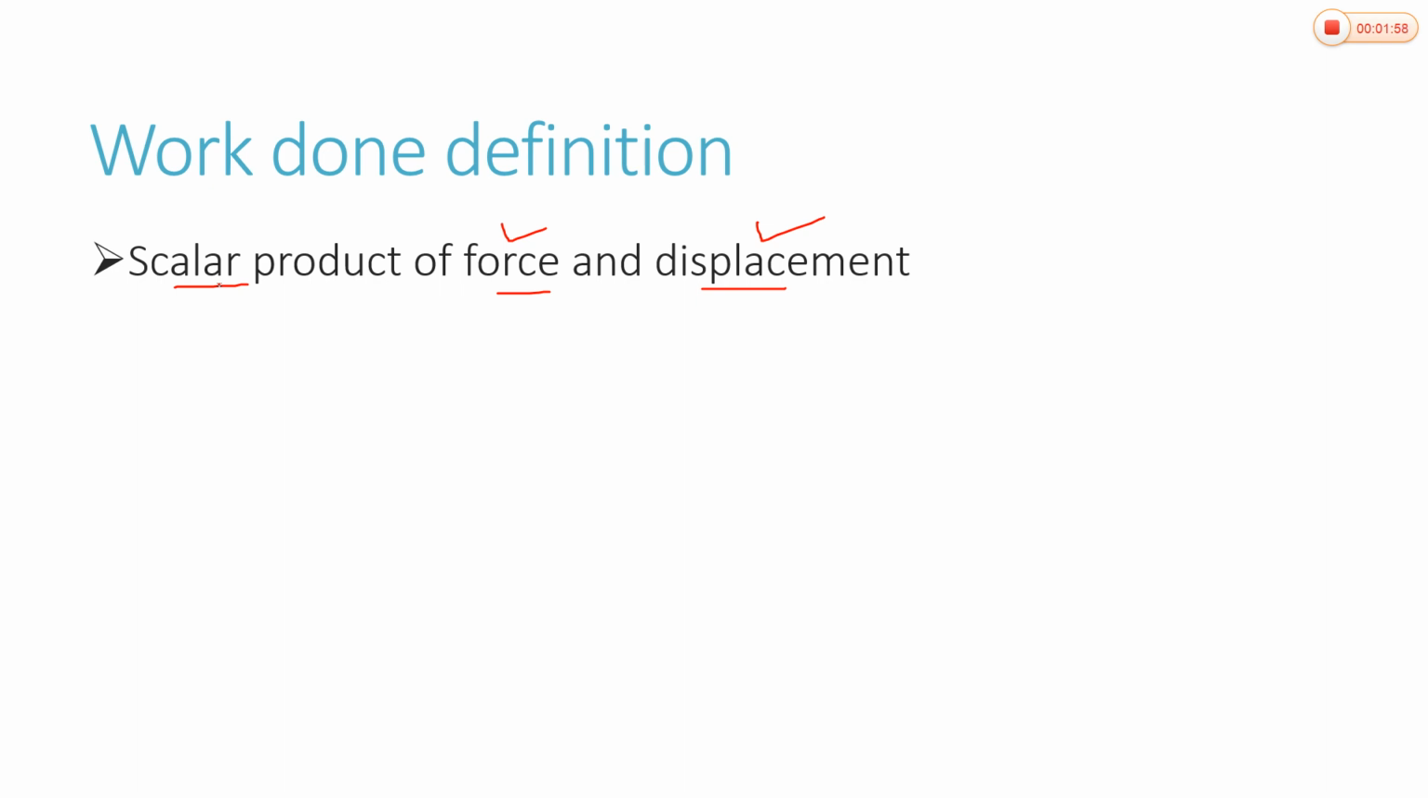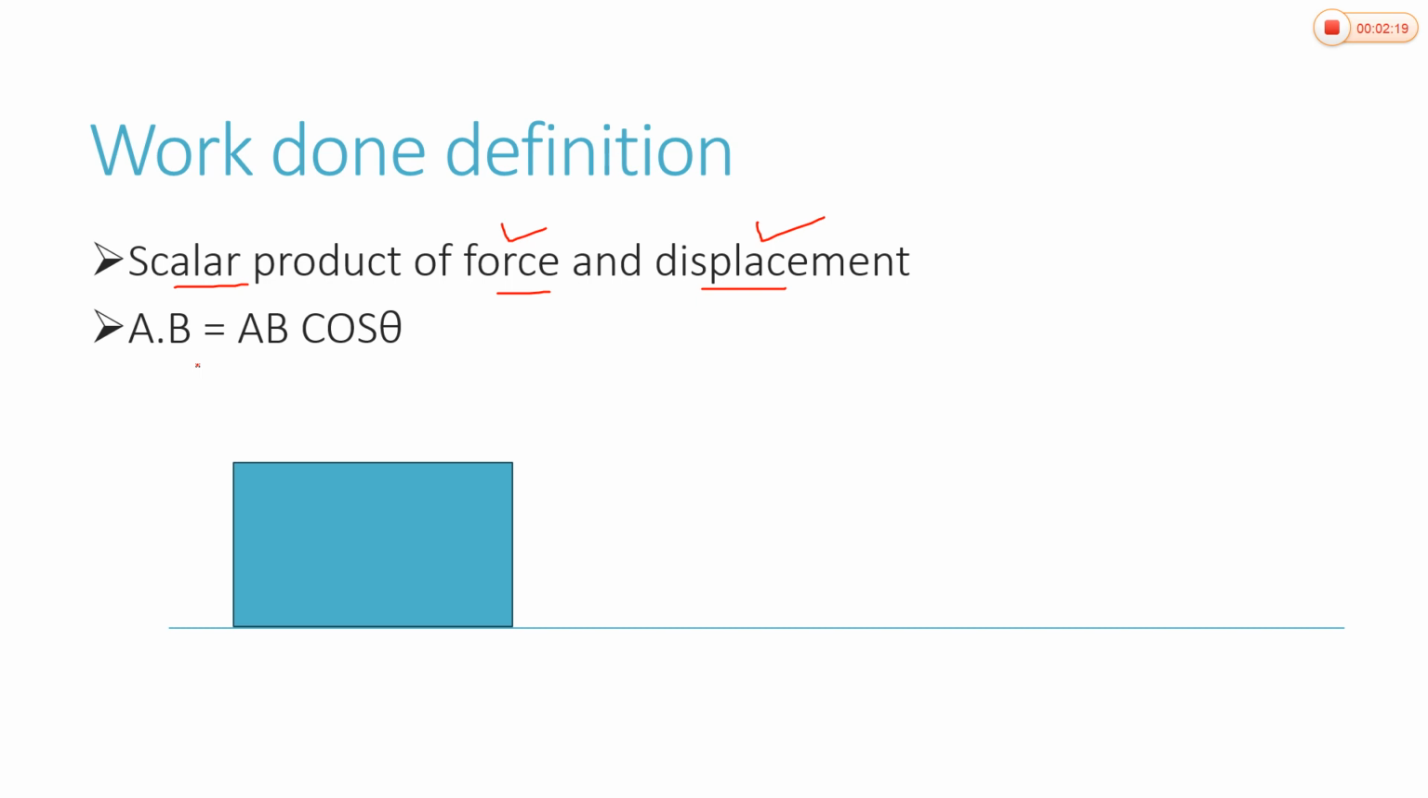product. So to find out the work done of any force which is going to displace, we must know the scalar product, right? So what is a scalar product? A dot B is equal to AB cosine of theta, where theta is the angle between A and B.